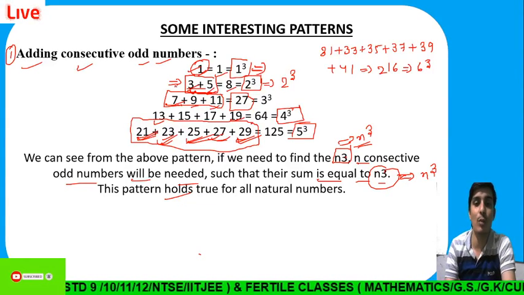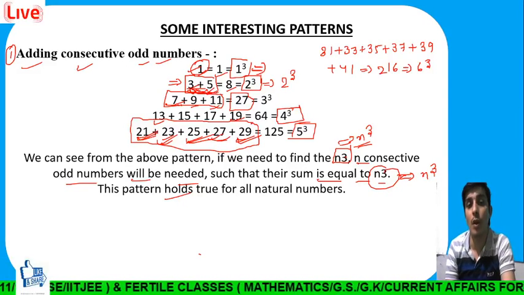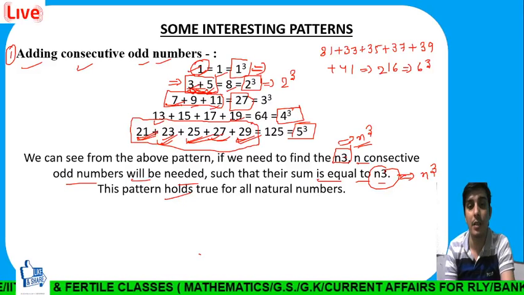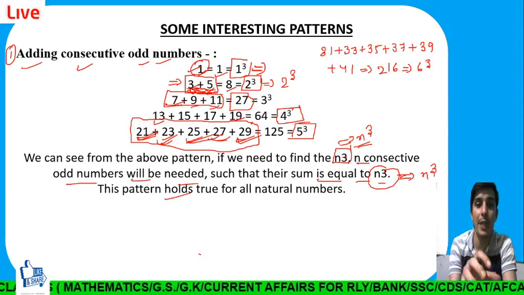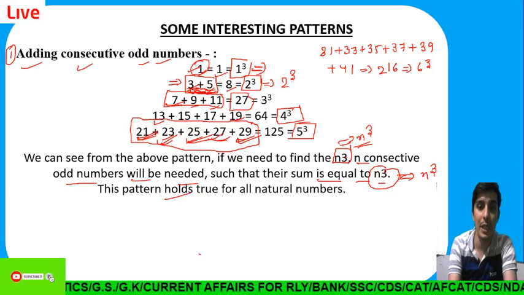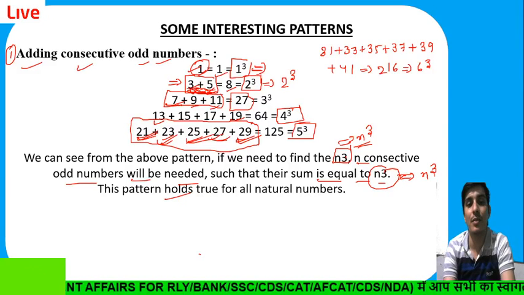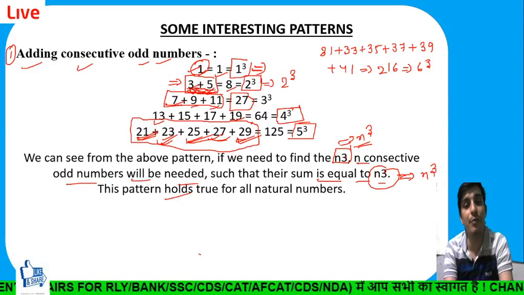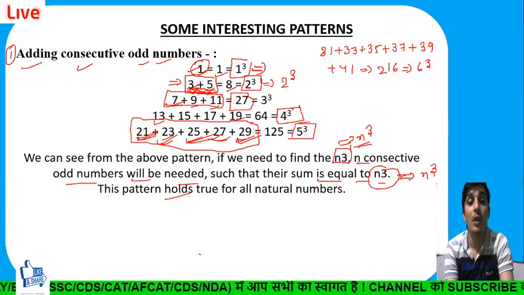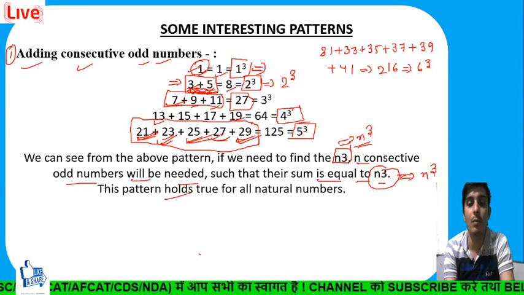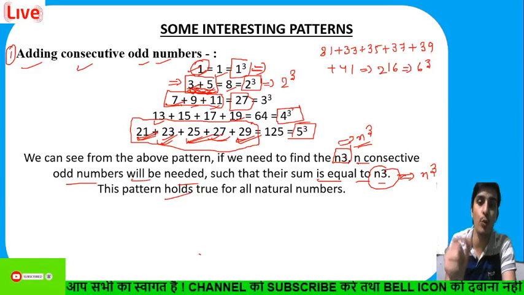So how many consecutive odd numbers do we have to take? We take n of them, and their sum is equal to n cubed. We can see from the above pattern that if we need to find n raised to the power 3, n consecutive odd numbers will be needed such that their sum is equal to n raised to the power 3, and this pattern is true for all natural numbers.